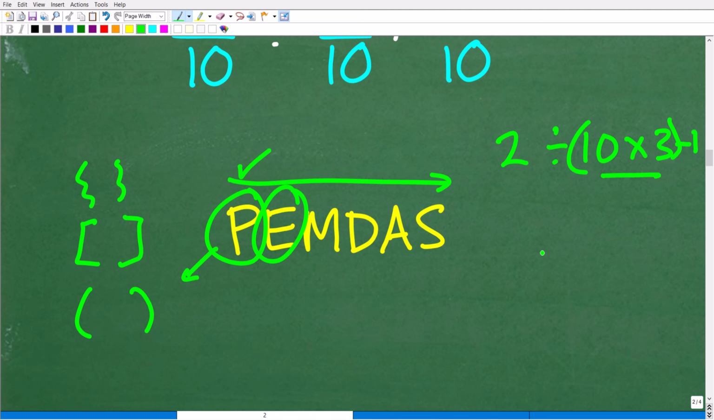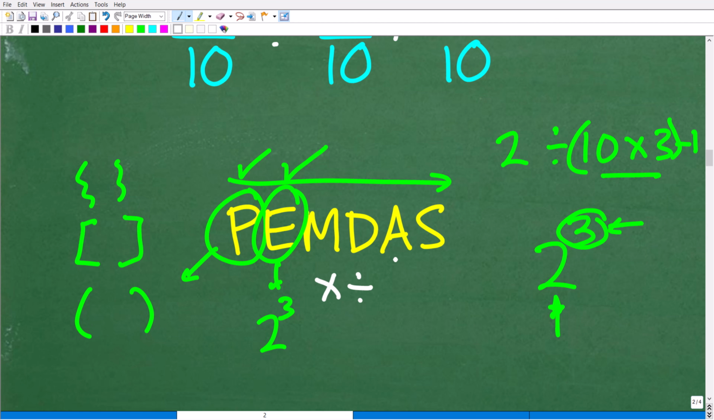E stands for exponents. When you have a power, like 2 to the third power, this means 2 times 2 times 2. This bottom number is called the base, and this top little number is called the exponent. So E really stands for exponents, but you can think of powers. We don't have any powers in our problem. Now let's move on to M and D. Of course, this stands for multiplication and division. A and S stand for addition and subtraction.